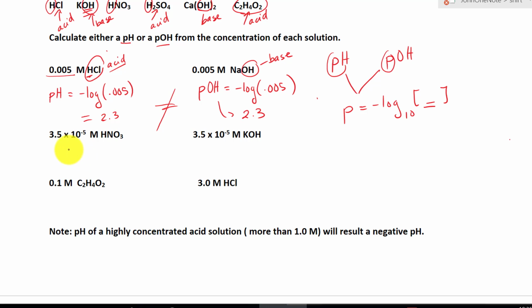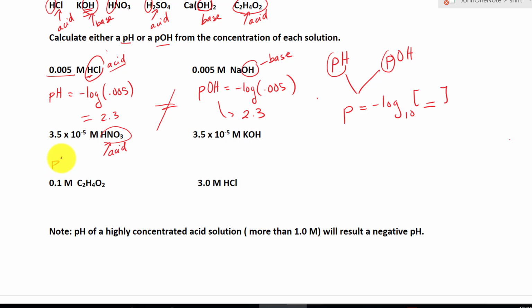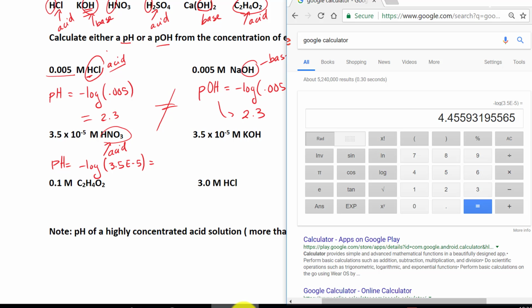Now, let's try a more complicated problem. Here we have the same thing, right? In this case, this one is not a base because it doesn't have an OH, so this must be an acid. Let's plug this into our calculator. How would I plug it into our calculator with scientific notation? Let's erase this. I have negative log of 3.5, and what do we use to represent times 10 to the power of something? The exponent power, and it's negative 5. And there you go, we have our answer, 4.46. So in this case, our pH is equal to negative log of 3.5e-5, which is equal to, what is it again?